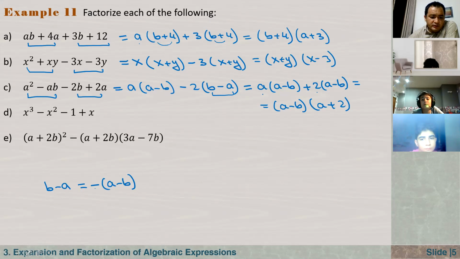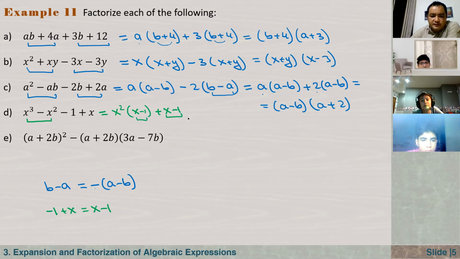And how about d? Not to get confused, let me change the color. Here we have x cubed minus x squared. So x squared is a common factor, x minus 1. And we know that here minus 1 plus x, I can write as x minus 1, right? a plus b equals b plus a. So here we have plus (x minus 1). And x minus 1 is a common factor, right? We can write it as (x minus 1)(x squared plus 1), because that thing is 1 times (x minus 1).